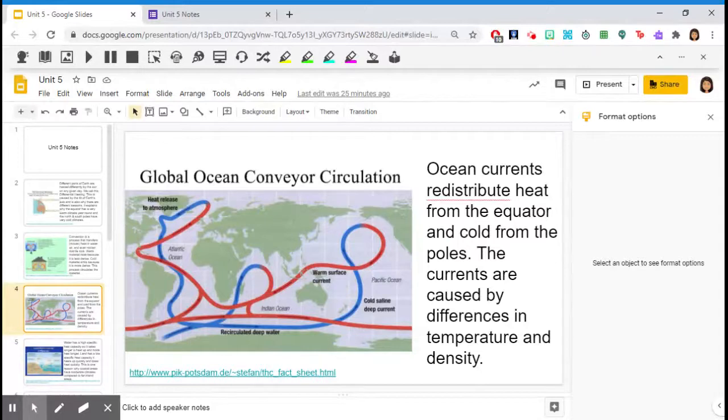So as we see those transitions, we know that it's important for our planet to not be too hot and not be too cold, to have our ocean, to have our liquid water that redistributes that heat for us so that every place on Earth can support life.